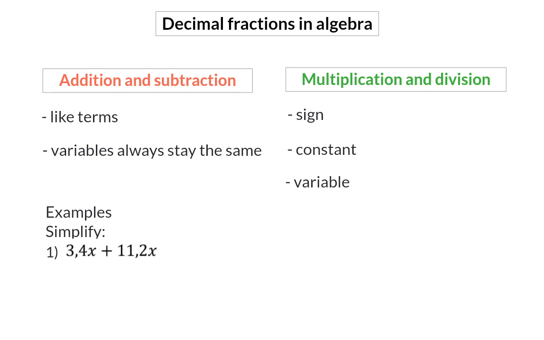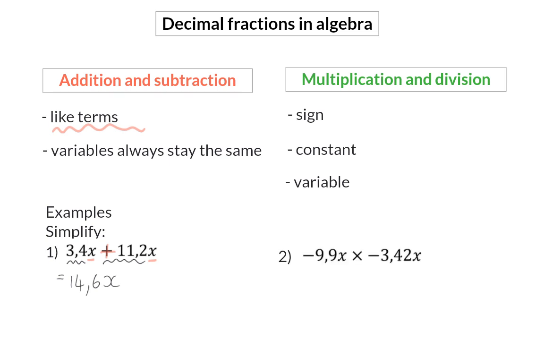In example 1, we need to simplify by adding two terms. We can add these two terms because their variables are exactly the same, meaning they are like terms. When adding, you focus on the constant values in front, the coefficient. So on your calculator, you will type 3,4 plus 11,2, and that will give you 14,6. The variable still stays in x. So here we have 14,6 x's when put together.